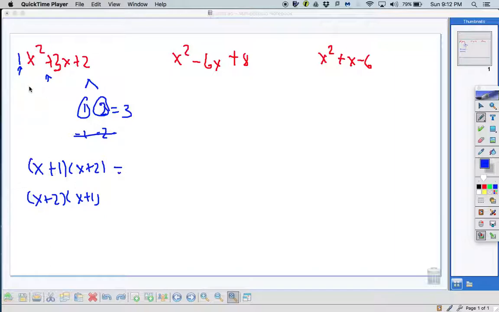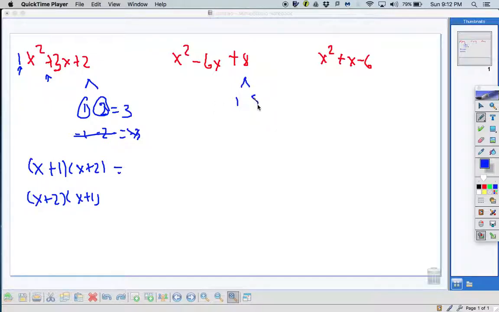X times x is x squared. And our middle terms, we're going to have 2x and 1x. And 2x plus 1x is 3x. And 1 times 2 is 2. So you can always check it by multiplying it back out. Okay? You're not always going to have just a single pair. You might have others to pick from, but you're looking for the ones that when you add up, you get this middle term. And obviously, these things added up to negative 3, which is why we crossed it out right away. Okay, looking at this case, however, we've got more choices here.